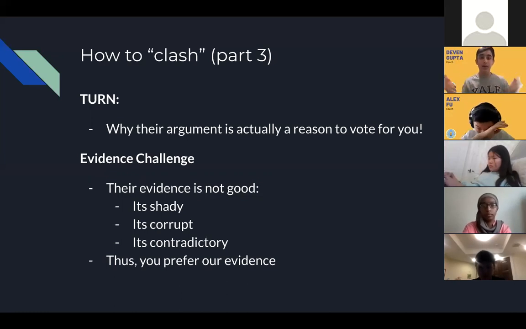Okay. Part 3. Now, the best thing that you can do, the absolute best thing that you can do, is you can turn the argument. Why is their argument a reason to vote for you? There are two types of turns. There's a link turn and there is an impact turn.